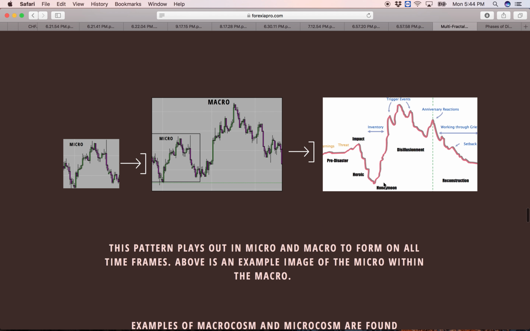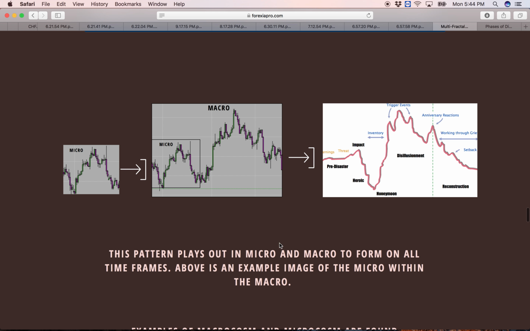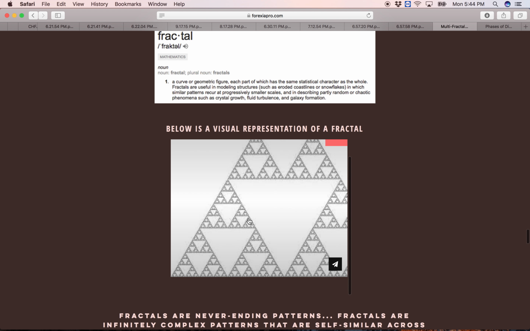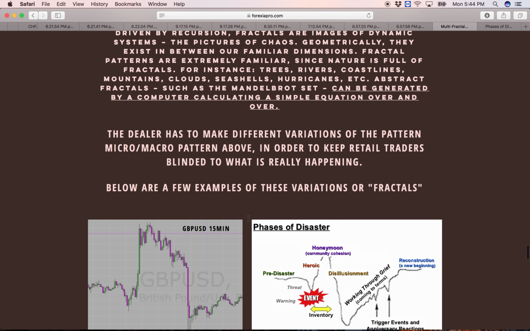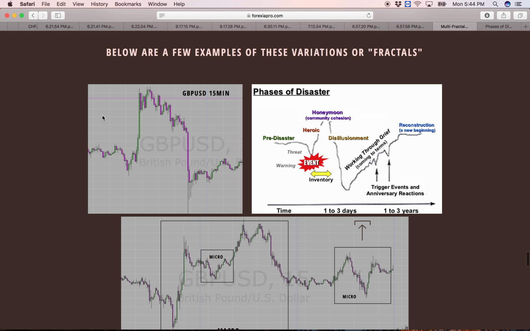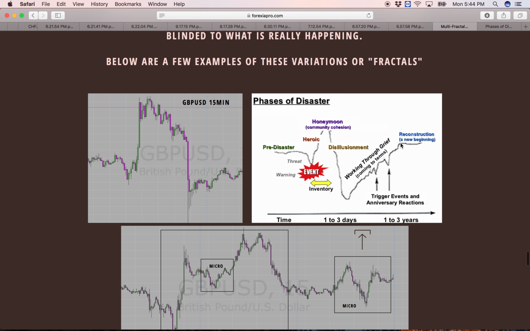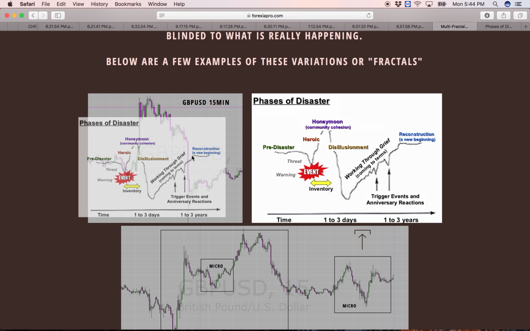These also happen in fractal. Another word for this is basically fractal. This smaller one is a fractal, a small fractal of this larger macro. Here's another example. A few examples of these variations or fractals. Very, very similar.